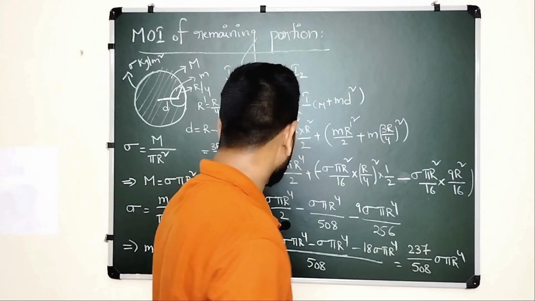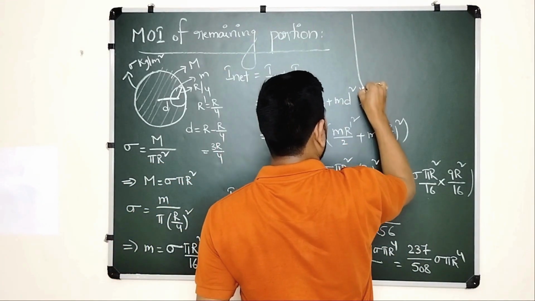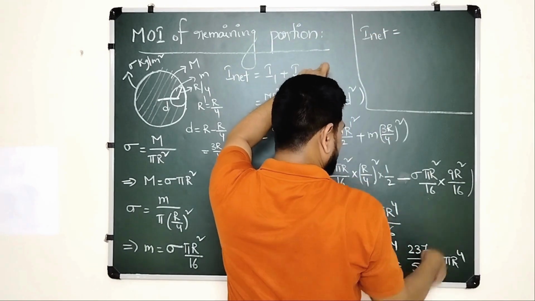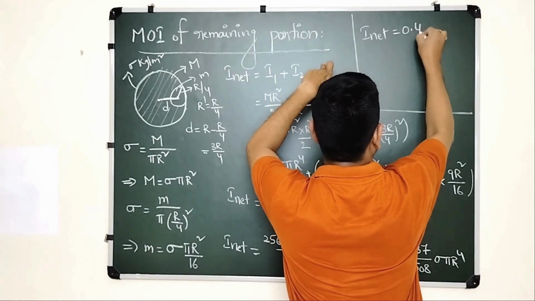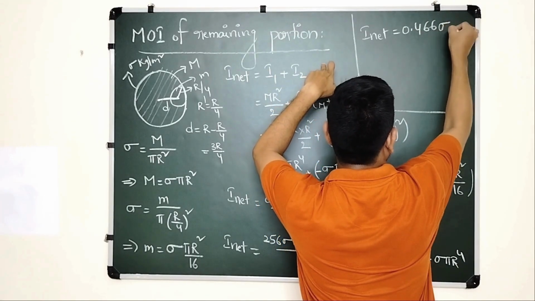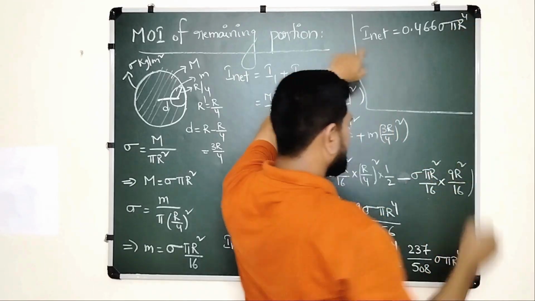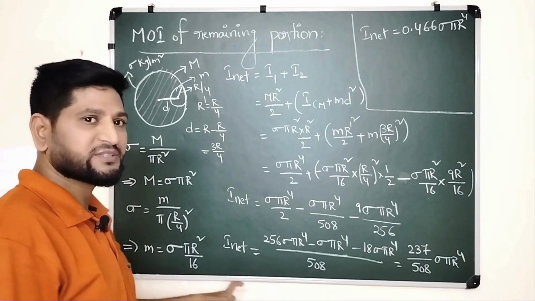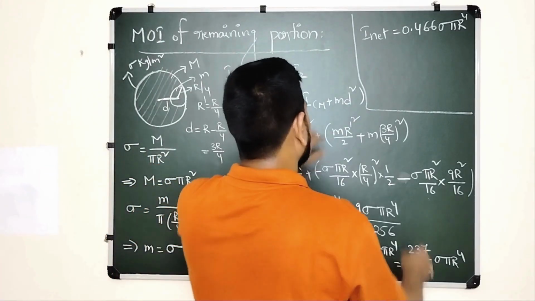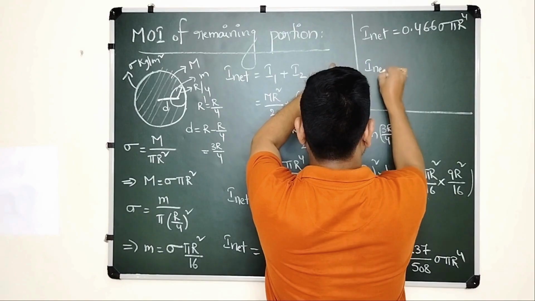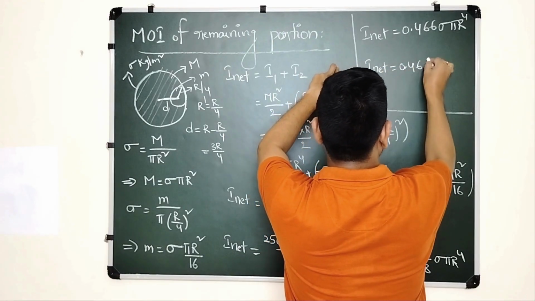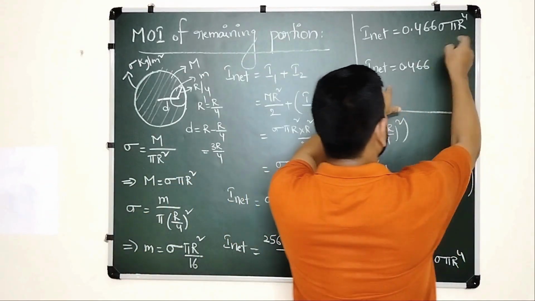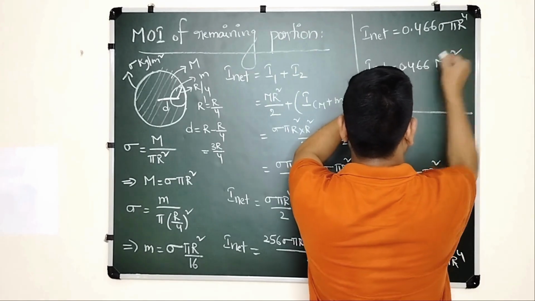If you are simplifying this one, then I net is equal to this value, 0.466 sigma pi r power 4. This one you can change into the capital M value and at the same time small m value also. So the final answer is I net is equal to 0.466 sigma pi r square, that is the capital M. So you can write this one as M r square.